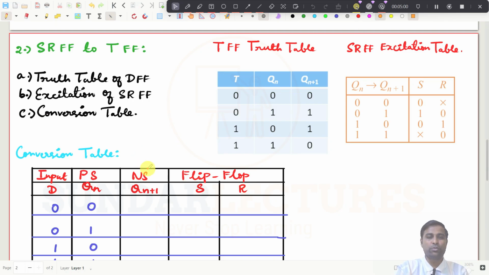Right? Now you see what is the next one? It is SR flip flop to T flip flop. Now we have to convert the SR flip flop into T flip flop. So how will you do this one? First, we need to take the T flip flop truth table. We have taken the T flip flop truth table, the excitation table of the SR flip flop we have taken, and we need to draw the conversion table.